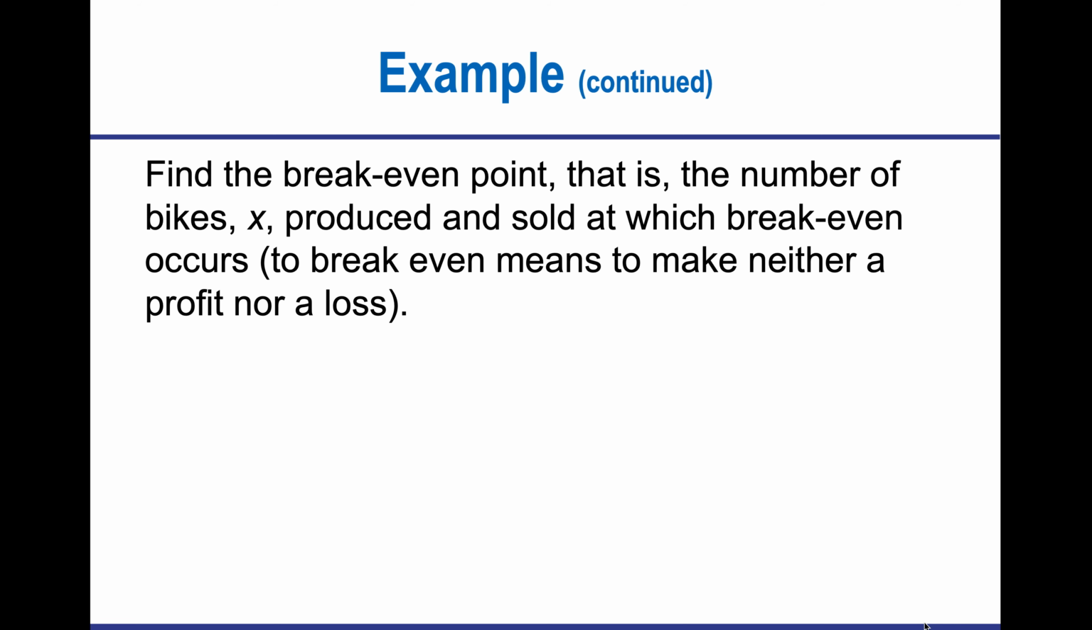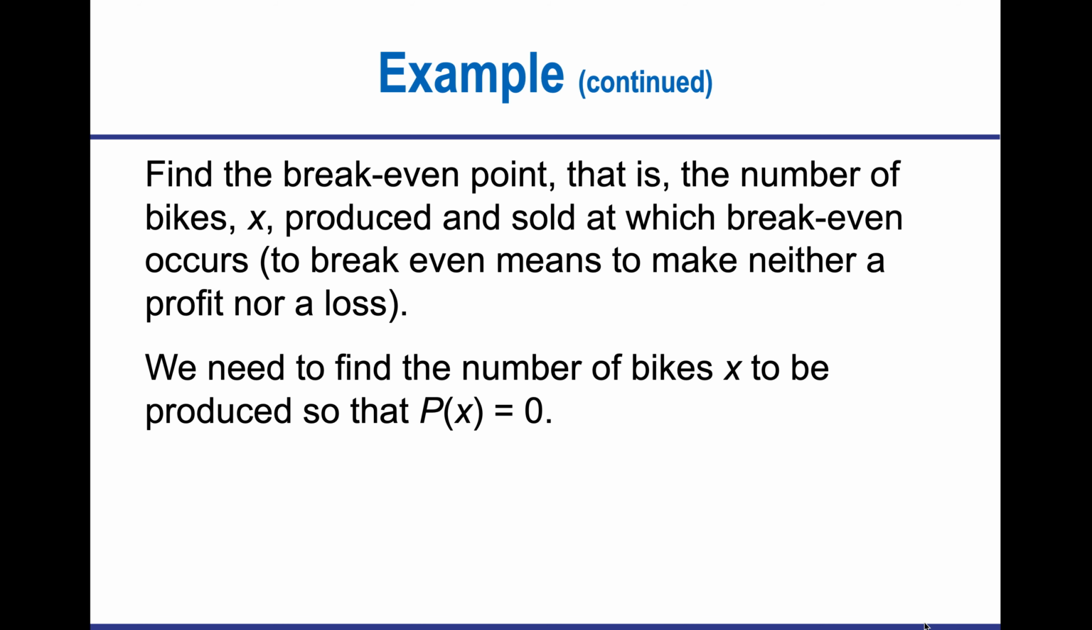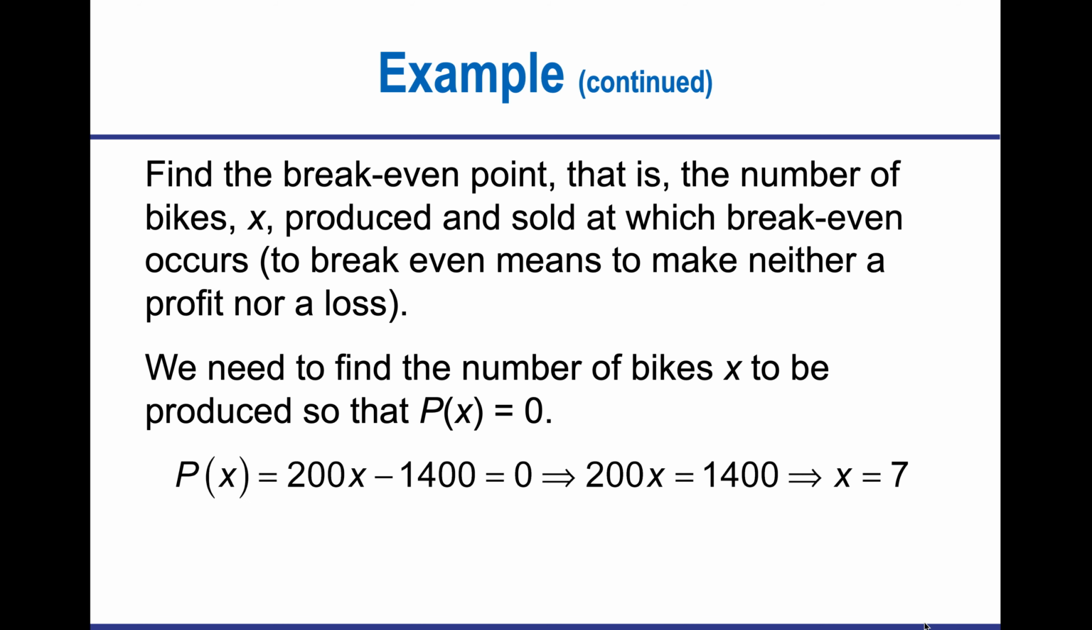If I wanted to then take that a step further and say, well, where does he break even? I'm going to set that equal to 0 because if you break even, you're at a 0 profit. And I'm going to solve that for x by adding 1,400 to both sides and then dividing by 200. So if he sells 7 bikes, he breaks even on his cost. But if he sells more than 7 bikes, then he's doing really good there. So we have both of those scenarios available.